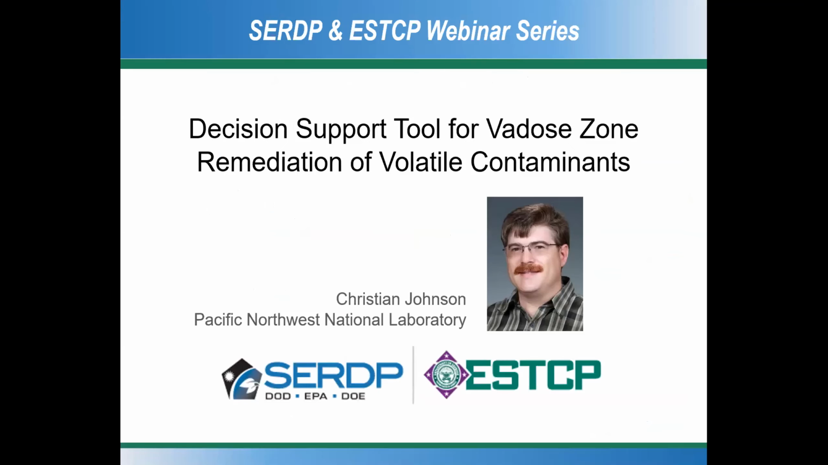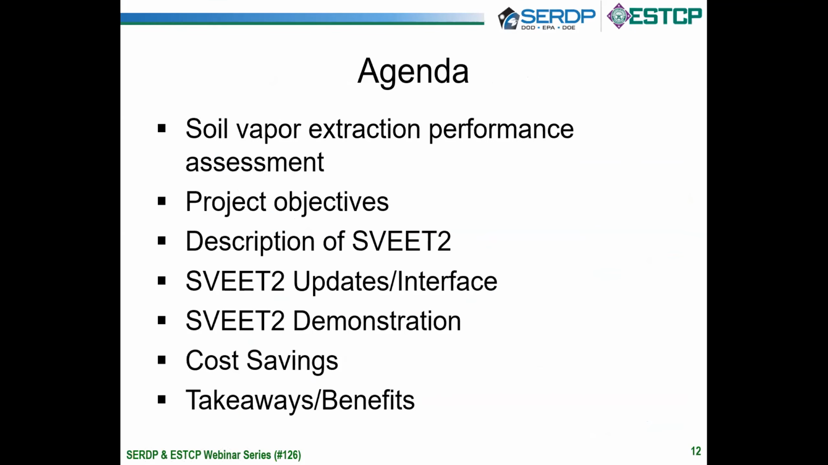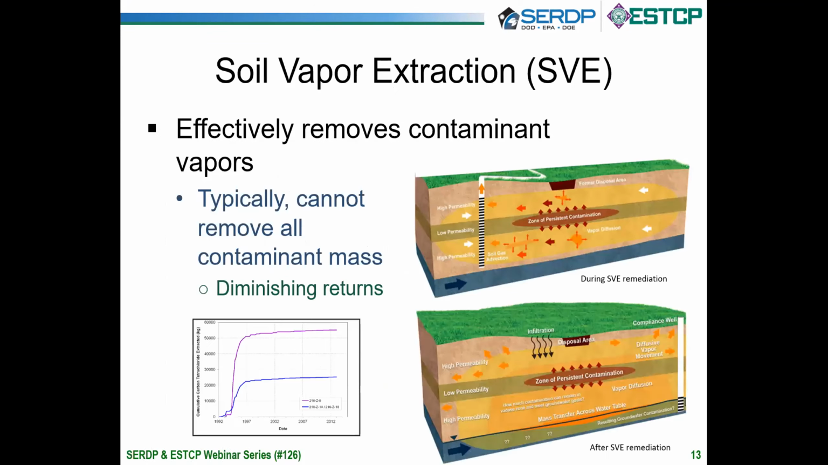All right, so let's go back to the agenda. So today I'll be talking about SEET, and I'm going to start out by talking about soil vapor extraction performance assessment. We'll talk about the project objectives for this project and describe the SEET software, including the interface and the updates that we did. We'll talk about the demonstration of the software, and there's a couple of components for that. And then we'll get into the cost savings and the benefits of using SEET.